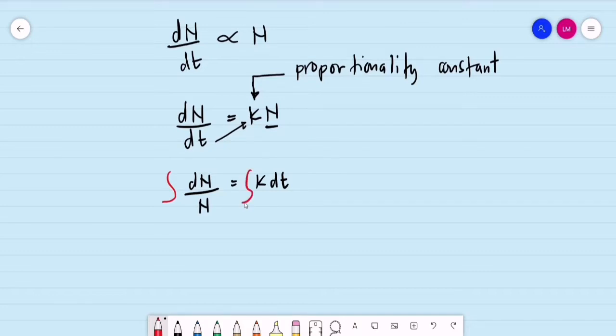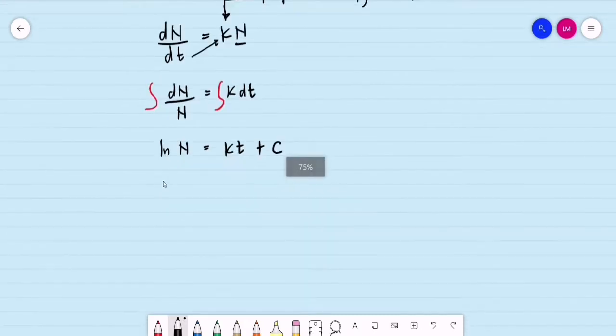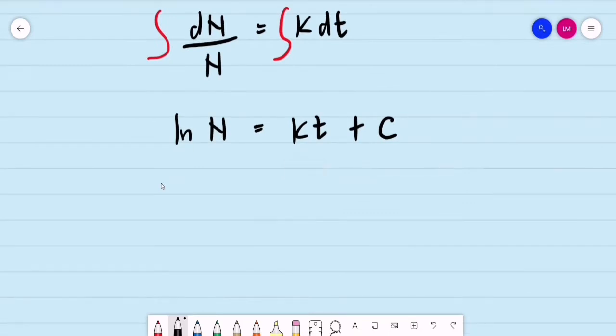So what is the integral of dN over N? That is simply the natural logarithm of N, equal to k, the constant. What is the integral of dt? That is simply t, plus the arbitrary constant c. We are now to simplify our solution. To remove this natural logarithm, we use e raised to ln of N, now equal to e raised to k times t plus the arbitrary constant c.